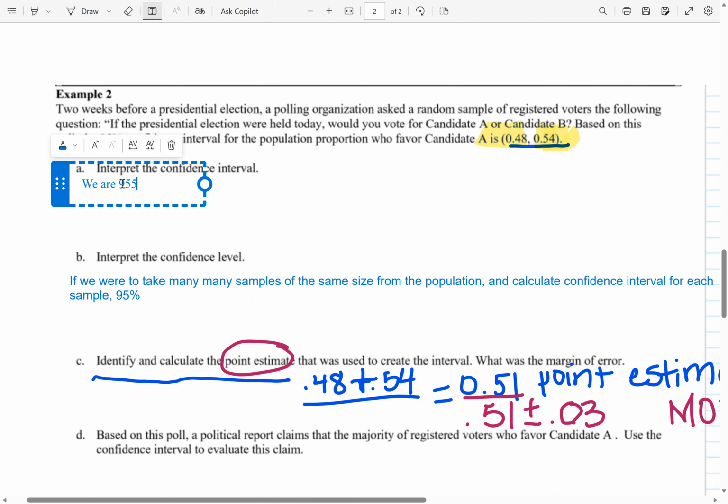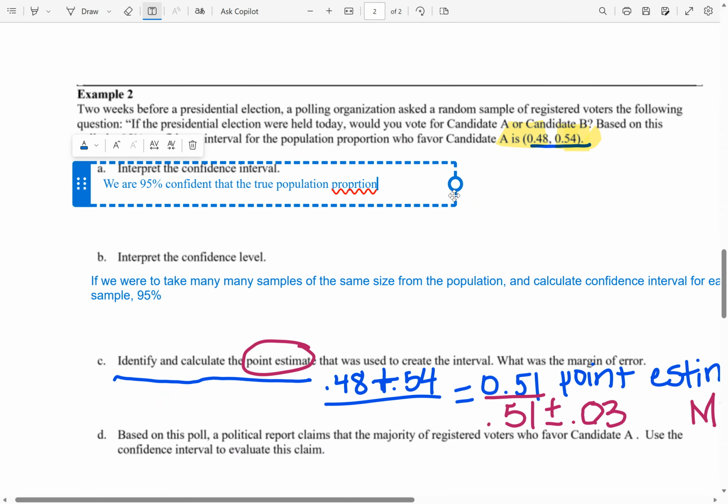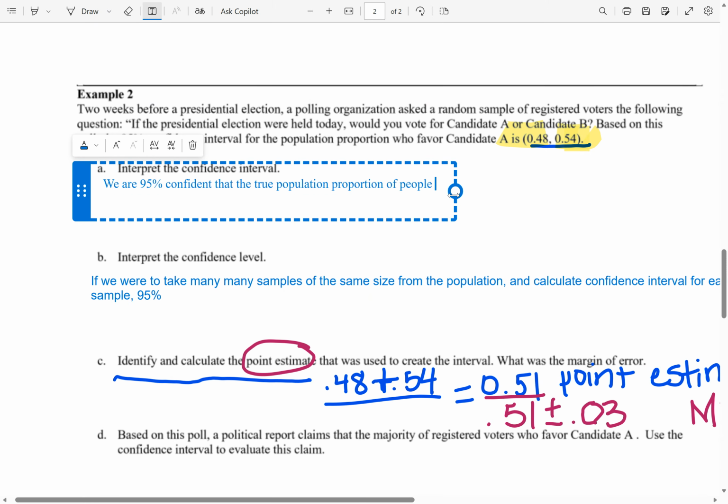95% confident that the true population proportion of people who favor candidate A is between 0.48 and 0.54.